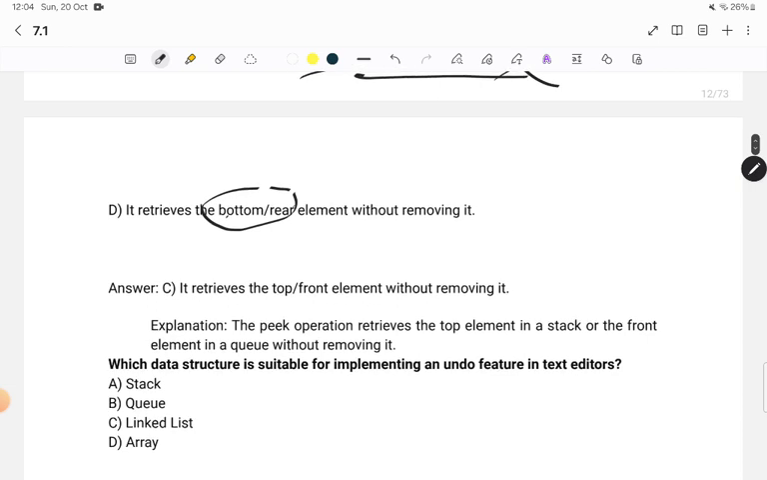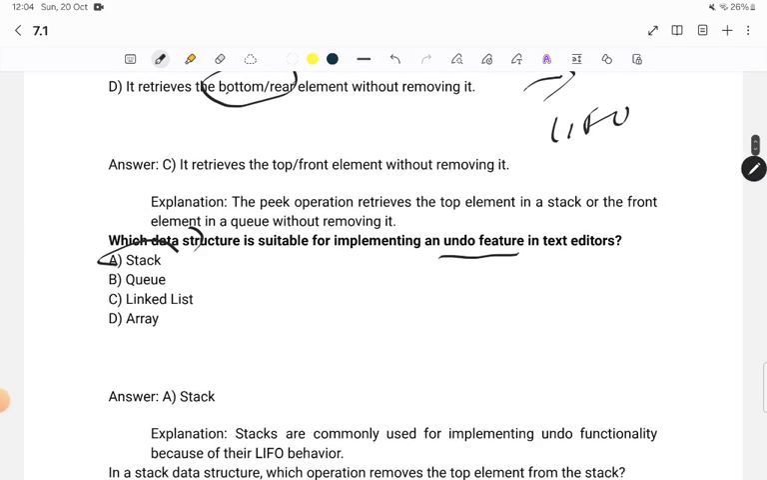Next question. Which data structure is suitable for implementing an undo feature in the text editor? Okay, undo means we are removing, this is used for last in first out behavior. Yes, undo means last in first out. Whatever last task we are doing, we are going to remove that only. That is the undo feature. So of course it is a LIFO principle. So stack is the correct answer. Let's go to next question.